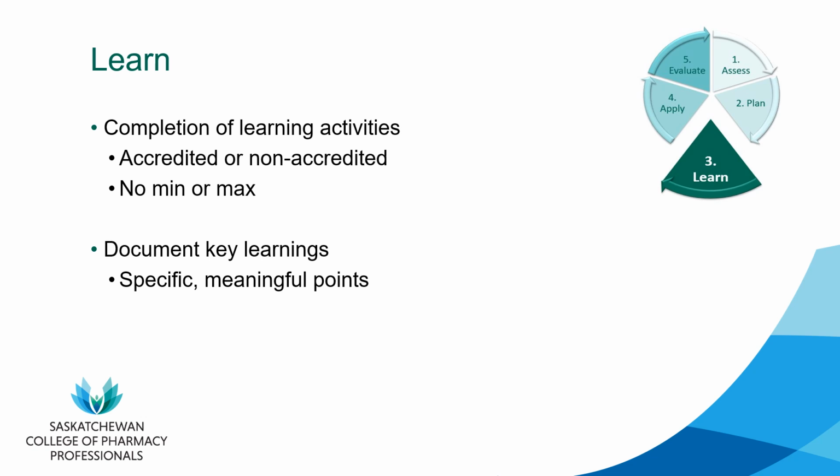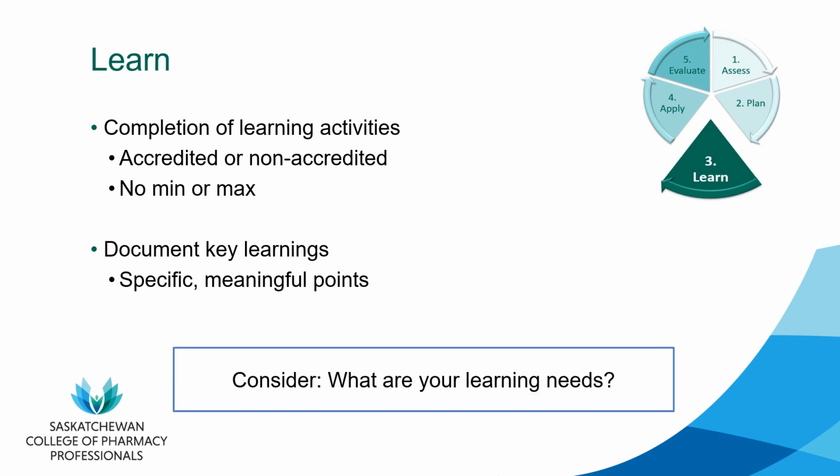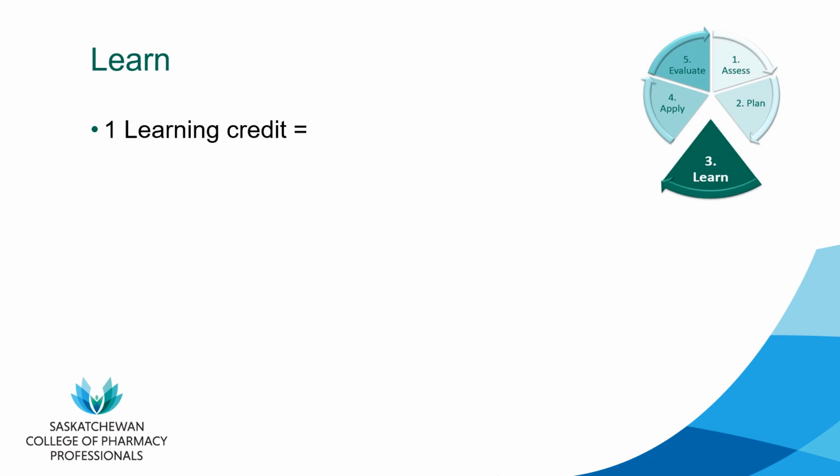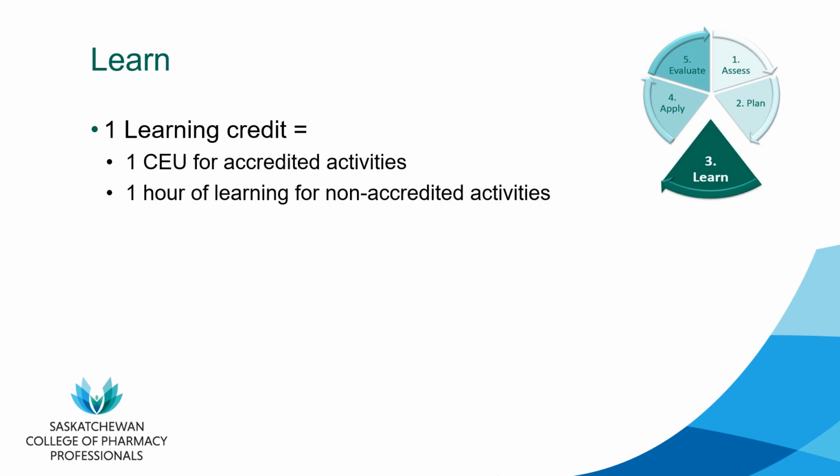For each learning activity, include several specific and meaningful key points of what you learned. Include information that, if you were to look back on in a few months, would provide you with enough detail to be reminded of what you learned. The amount of learning you do will depend on your own learning needs. When documenting your learning credits, 1 learning credit is equal to 1 CEU for accredited activities and 1 hour of learning using non-accredited activities or resources.